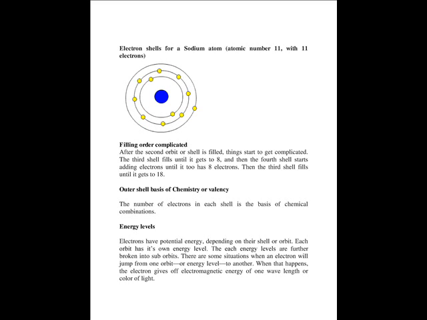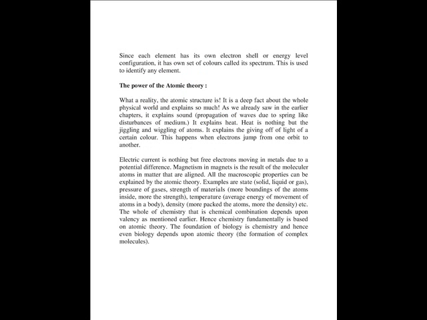Energy levels. Electrons have potential energy depending on their shell or orbit. Each orbit has its own energy level. Each energy level is further broken into suborbits. There are some situations when an electron will jump from one orbit or energy level to another. When that happens, the electron gives off electromagnetic energy of one wavelength or color of light. See, that's the beauty. How do we get light? It jumps from one energy level to another.